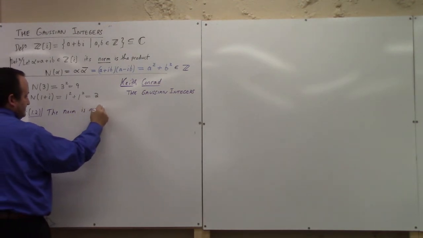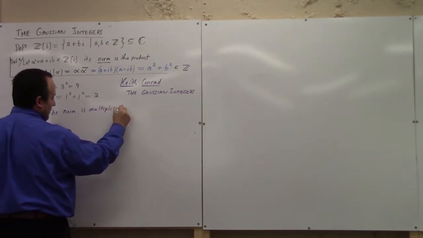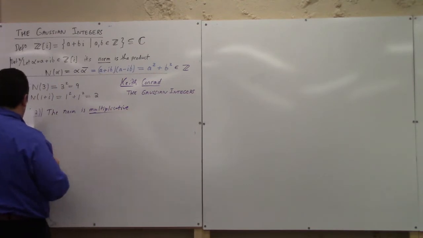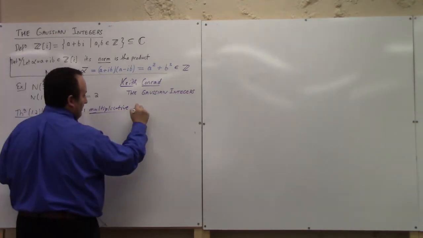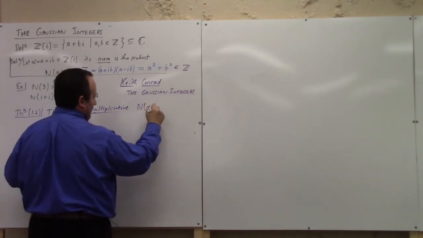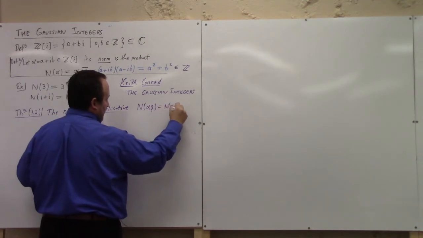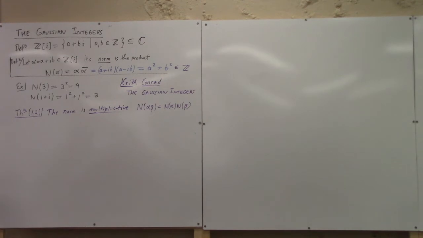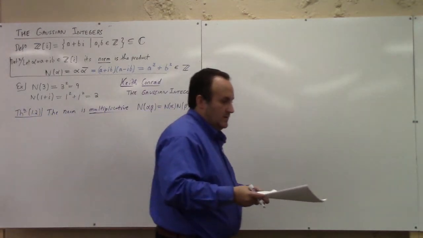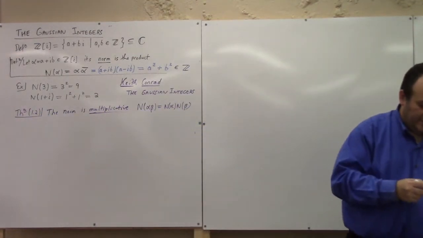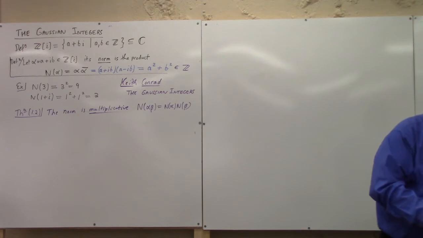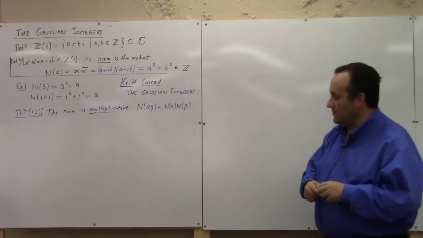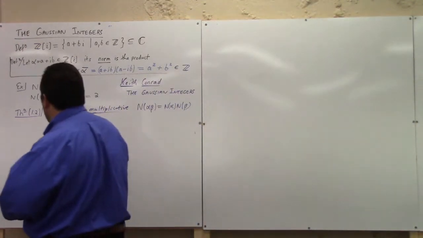By that, I mean that N of alpha beta is N of alpha times N of beta. It's multiplicative, like the Euler phi function, right? We worked with that multiplicative function. I'm going to give a proof of this, which relies on the arithmetic that we know in complex numbers. So my proof is not the one he gives.